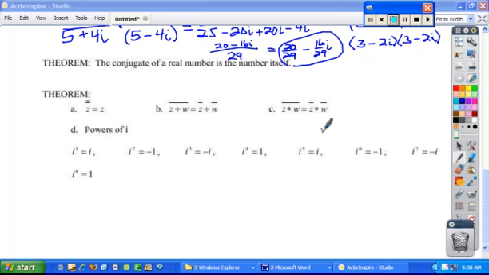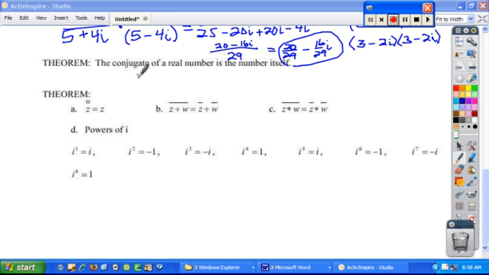Okay, we are quickly approaching the end of talking about imaginary numbers, and I imagine you're sad about that. But anyhow, let's talk about a few more properties of the conjugate.